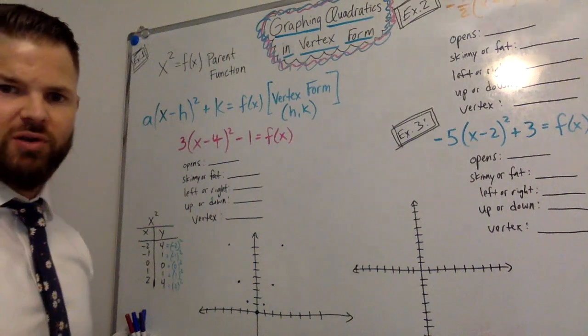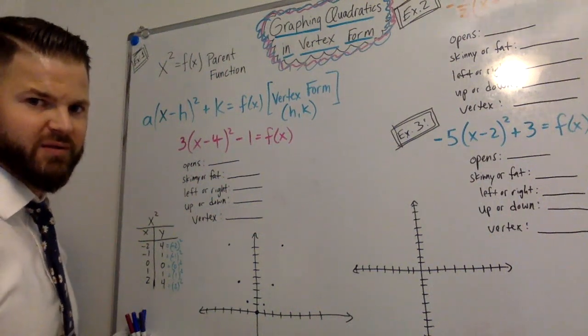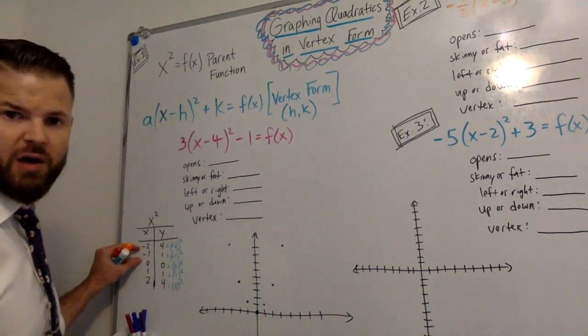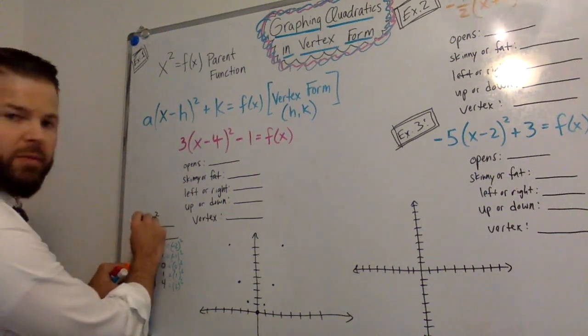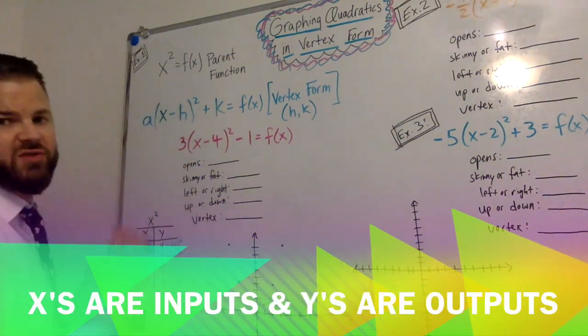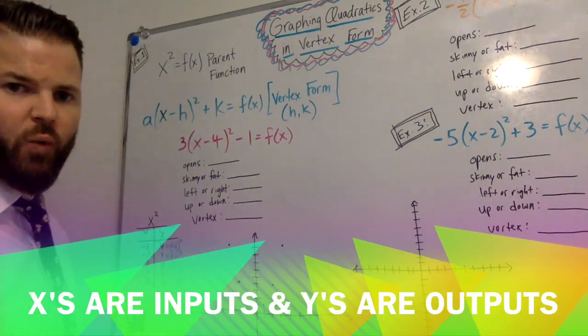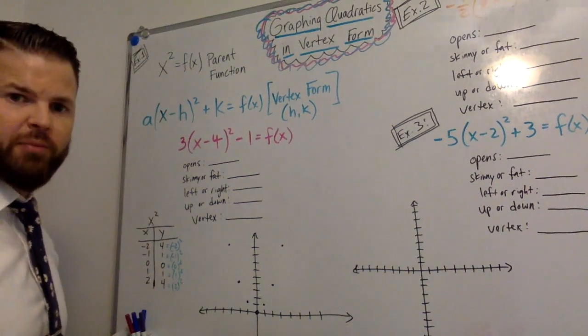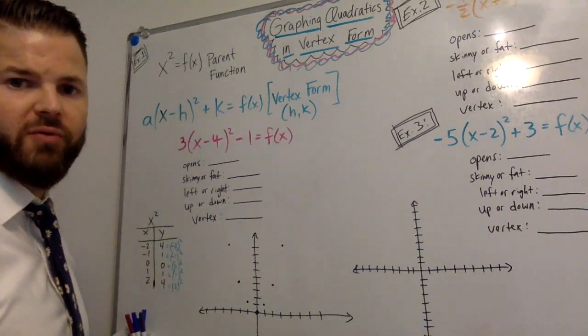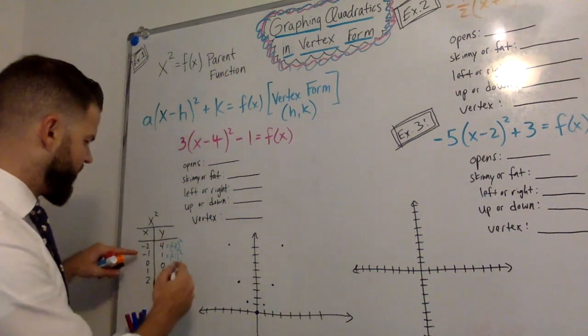Now what the parent function looks like when graphed is simply this. If I take a handful of numbers, a couple of negatives, a couple of positives, and a 0, and plug them into my function, just my x squared, I'm going to spit out some y values, right? My graph's going to take the shape of a parabola. I know you've heard this before. So a parabola looks something like this.